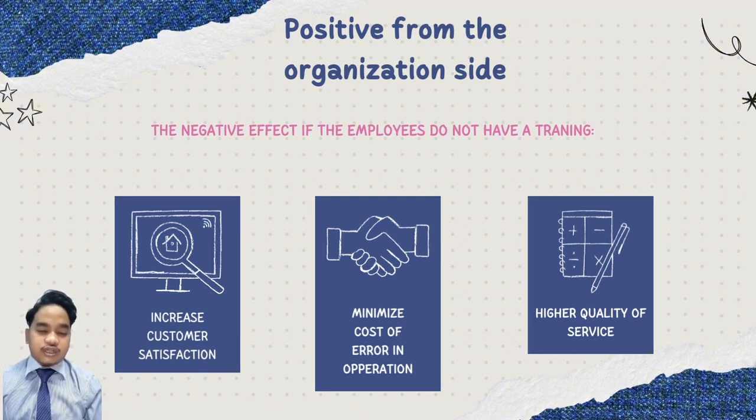Secondly, training helps to minimize the cost of errors in operation. Mistakes can be expensive for an organization in terms of money, time, or reputation. By training employees, the organization reduces the chance of error, and this directly saves cost and increases efficiency.